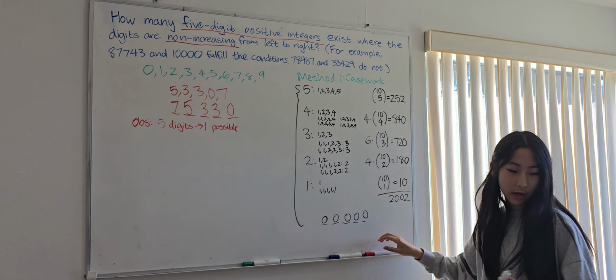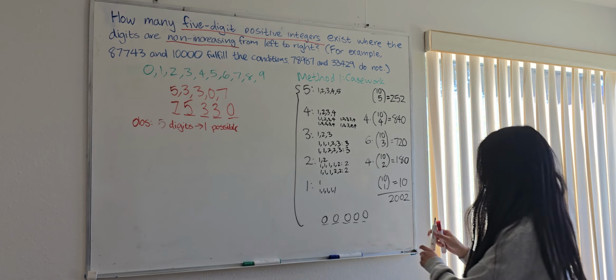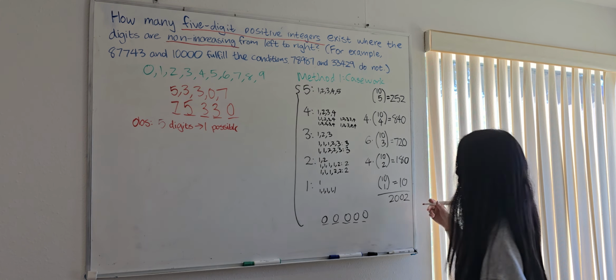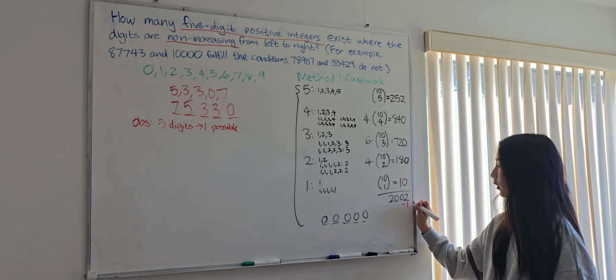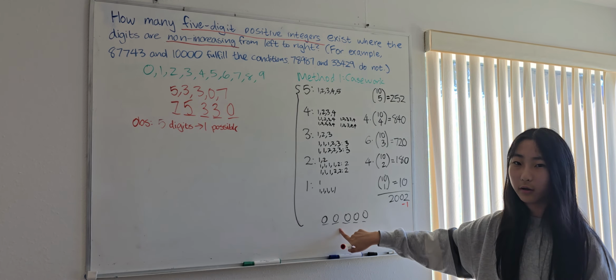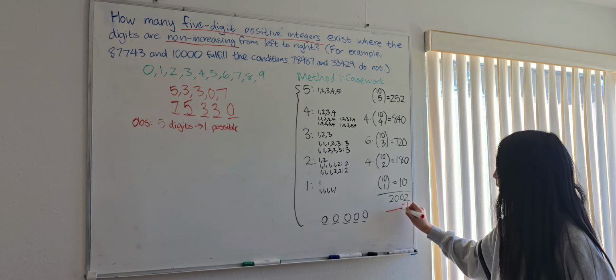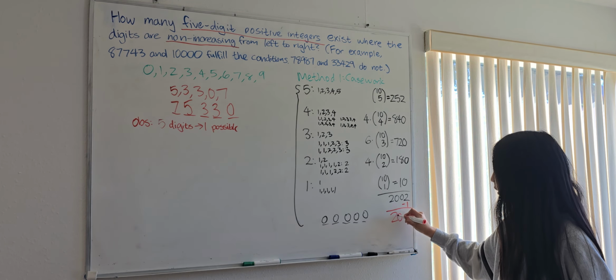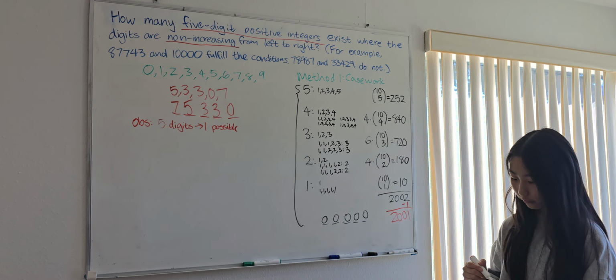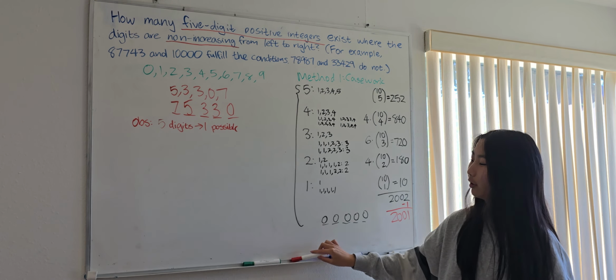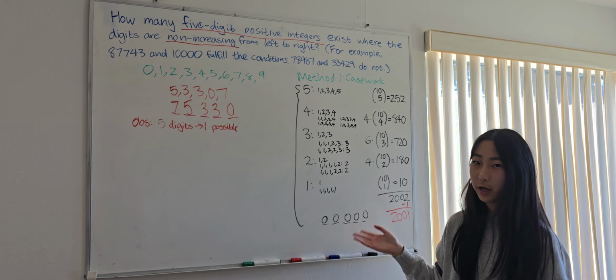Therefore, we actually have to subtract 1 from 2002 because we accidentally included an extra case. So our actual answer would be 2001. Alright, so this is one way to complete the question using casework.